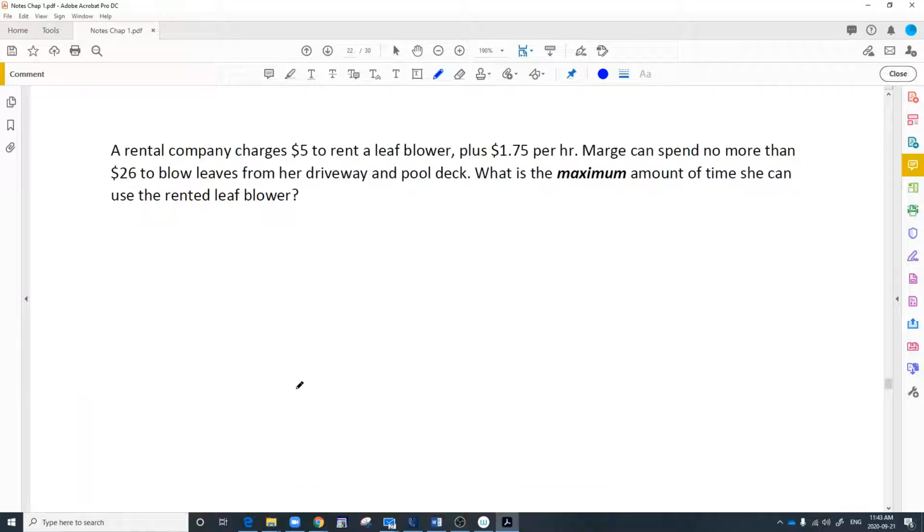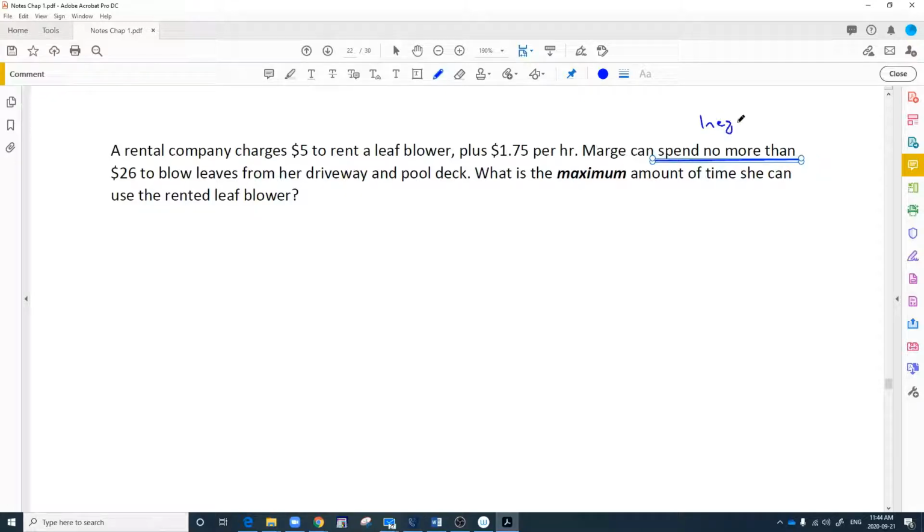So the first example says a rental company charges $5 to rent a leaf blower plus $1.75 per hour. Marge can spend no more than $26 to blow leaves from her driveway and pool deck. What is the maximum amount of time she can use the rented leaf blower? So this is a chapter 1 test. First thing I have to recognize is that this is a word problem. Second thing I have to realize is, are we talking about an inequality or an equality? And when you see this phrase, can spend no more than, you know that we're talking about an inequality.